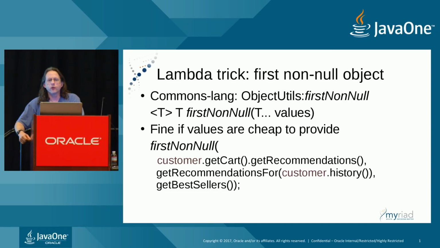And so the first thing I'll do is look at what's in their shopping cart and see if I can get some recommendations based off of that. And if that doesn't work, then let me see if I can get recommendations based off the customer history. And if that doesn't work, well, let me just give up and show them some of our best sellers.